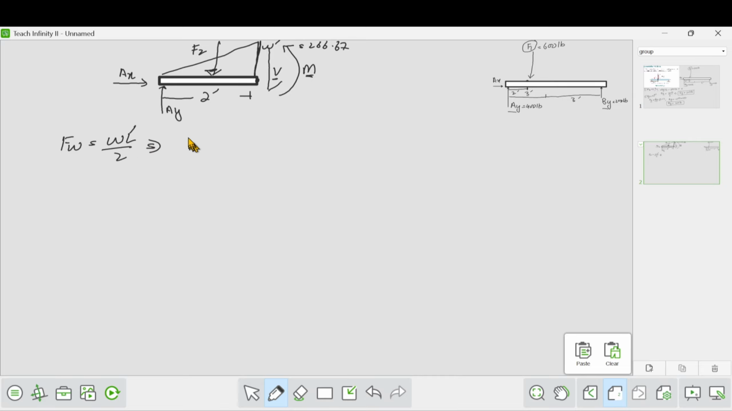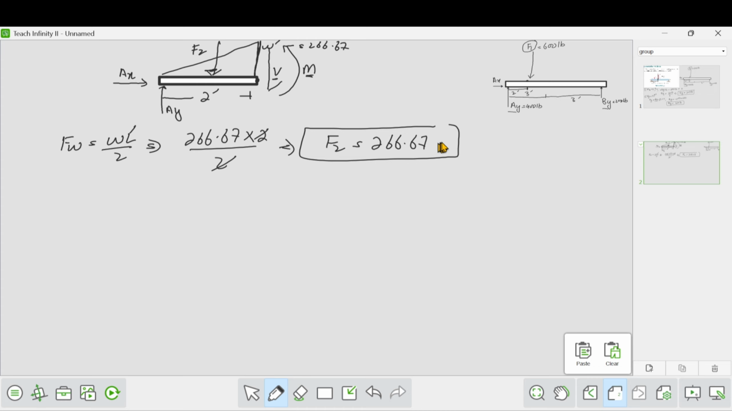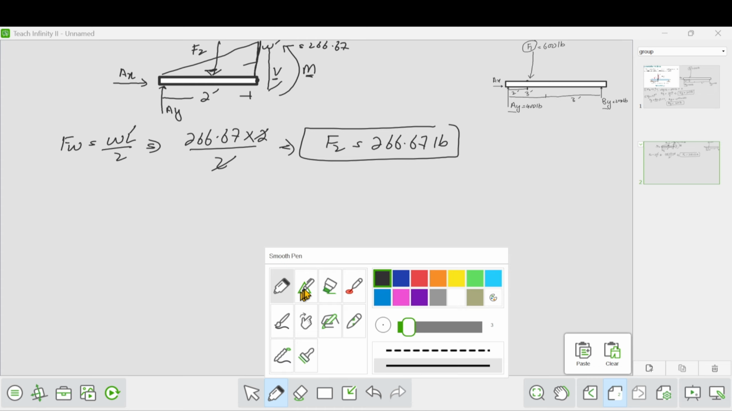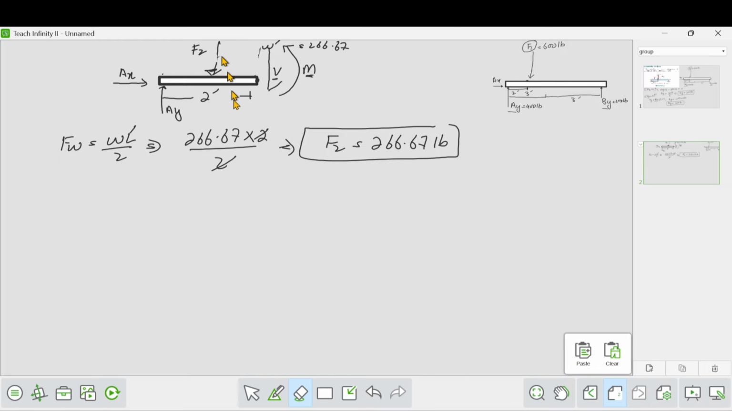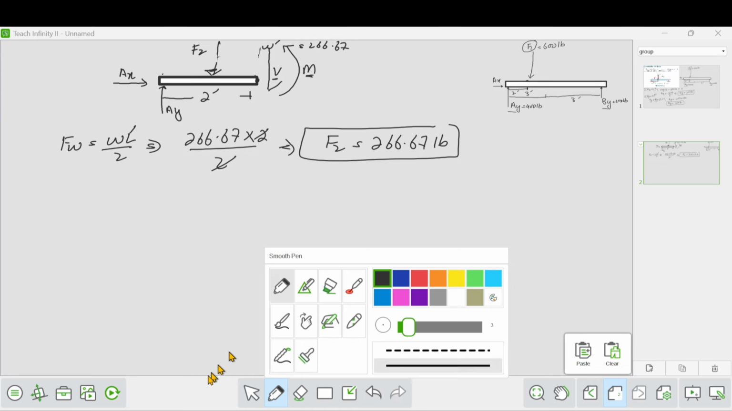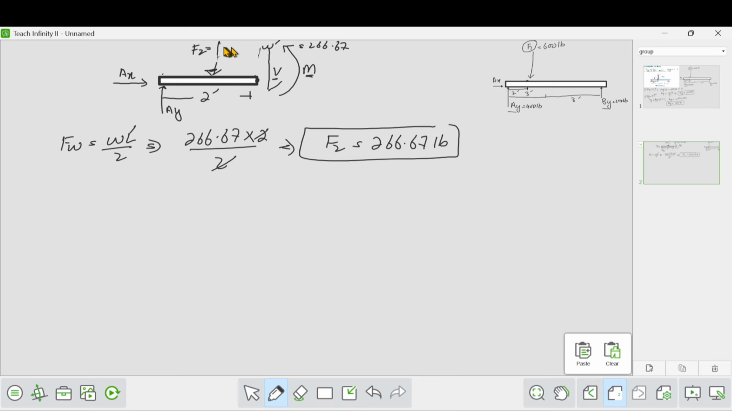So omega dash is 266.67 multiplied by L, which is 2 feet. Total L is 2 feet divided by 2. So this 2 will cancel with this 2. So F2 is equal to 266.67 pounds. So the total load will accumulate at this point, which is 266.67.